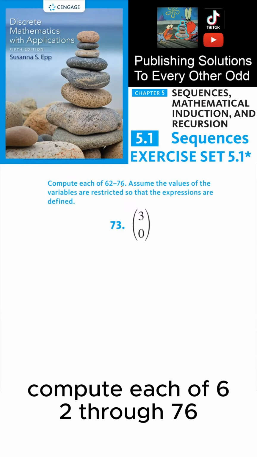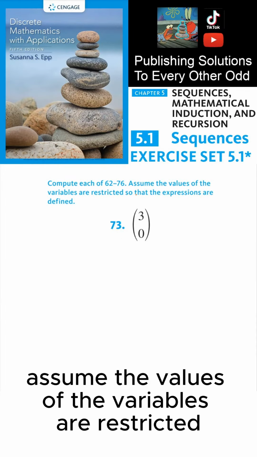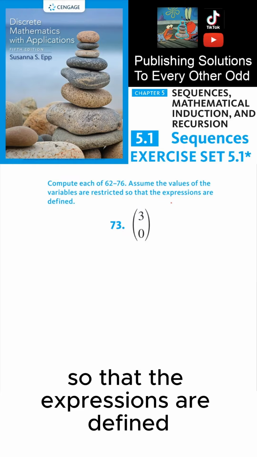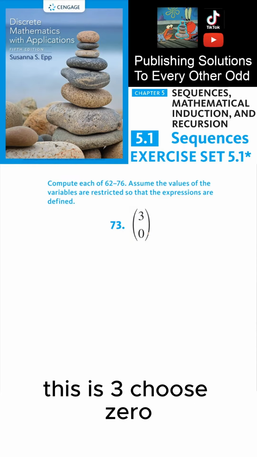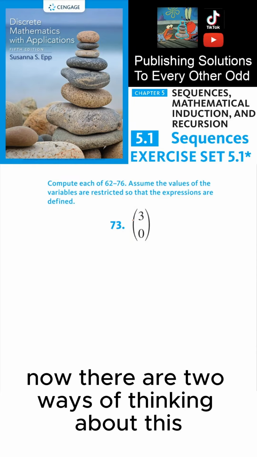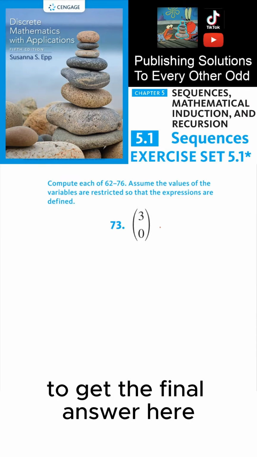Compute each of 62 through 76. Assume the values of the variables are restricted so that the expressions are defined. This is 3 choose 0. Now there are two ways of thinking about this to get the final answer here.